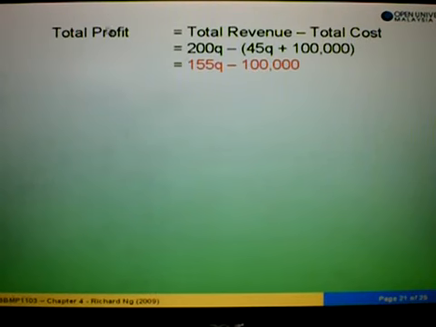So therefore the profit equals revenue minus cost. So revenue is 200Q minus the cost, which is 45Q plus 100,000. So expand this bracket. So negative times 45Q is negative 45Q. So 200 minus 45 will give us 155Q. So negative times 100,000 is negative 100,000. So this is the profit function that the question asks us to find.